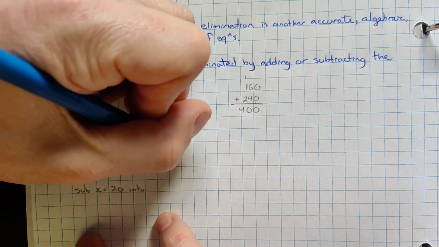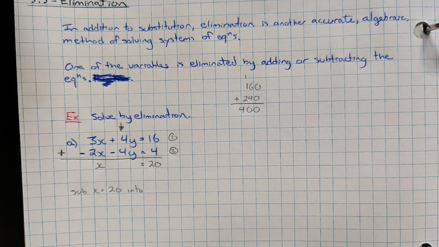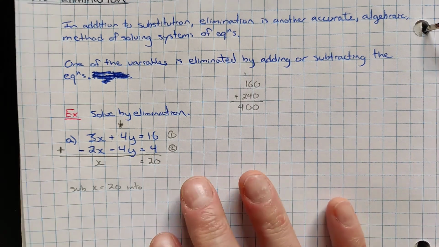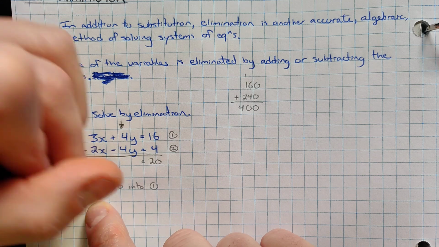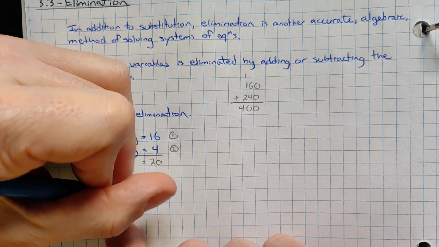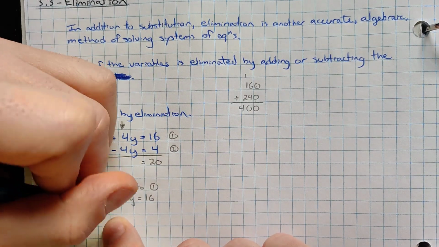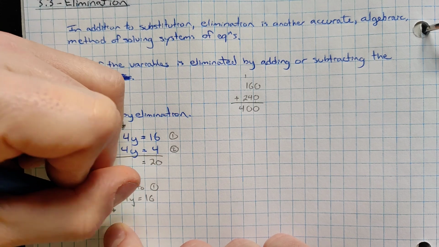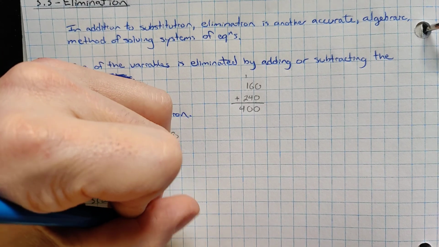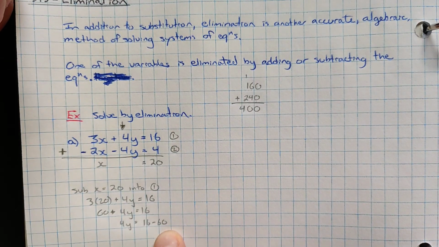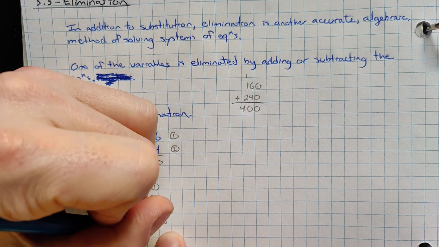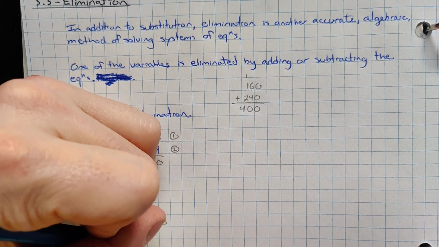I should have numbered these earlier, but I'll number them 1 and 2. So let's sub that into equation number 1. I have 3 times 20 plus 4 times y equals 16. So that is 60 plus 4y equals 16. 4y equals 16 minus 60. 16 minus 60 is going to give me negative 44. And then divide both sides by 4.